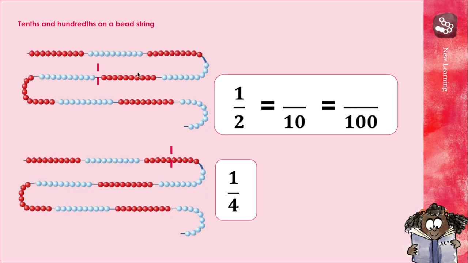1, 2, 3, 4, 5, 6, 7, 8, 9, 10 sections, snaking round like that. And I've put a line here halfway down the bead string. So that half is equal in size to that half. There are the same amount of beads on each side. Now, can you tell me how many tenths 1/2 is equal to?